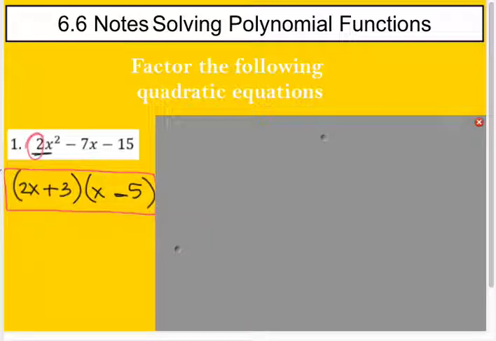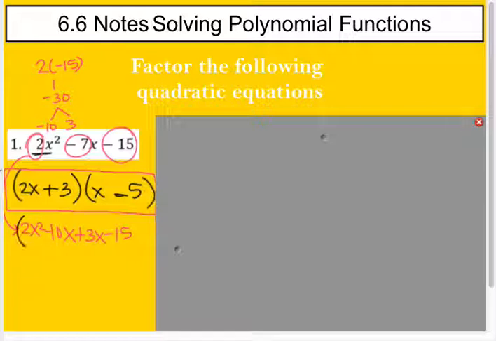But you take your a term times your c term, so you take 2 times negative 15, which gives me negative 30. And then I think, well, what multiplies to negative 30 but adds to negative 7? Well, negative 10 and 3 do. So then I go ahead and rewrite this. I would write 2x squared minus 10x plus 3x minus 15. The way we can do this is because negative 10x plus 3x gets us back to negative 7x.